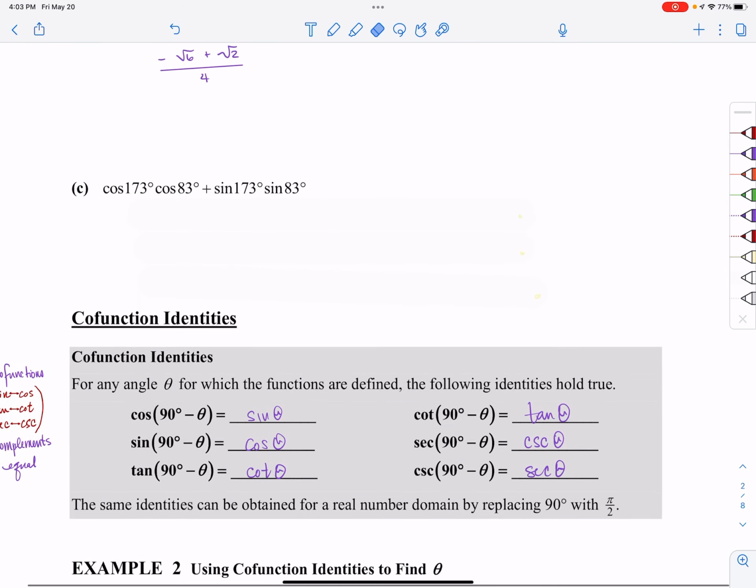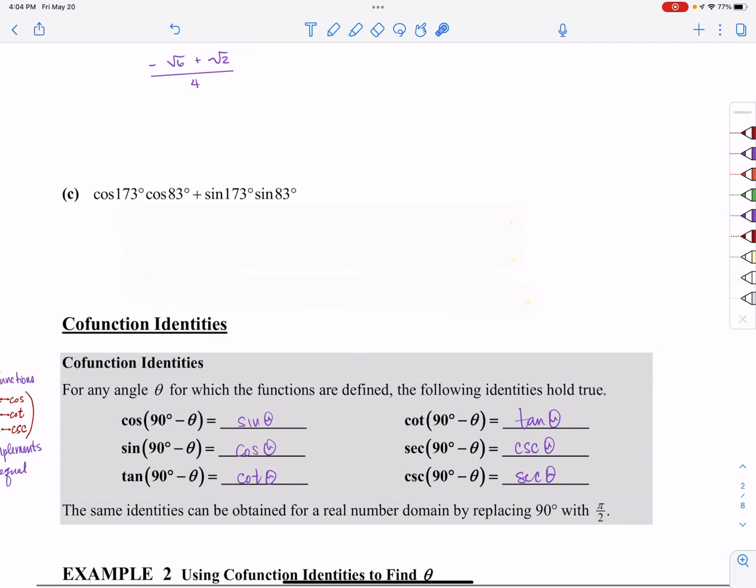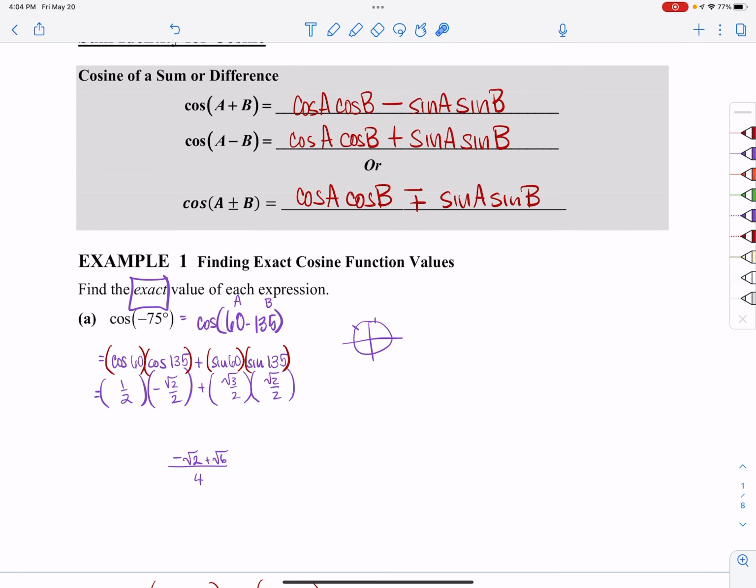Now, part C, I love these questions in part C. And the reason I love them so much is because they actually look more difficult than they are. They're quite simple questions. What I want you to notice, this is what I call a work backwards question. What I really want you to notice is that you see I have a cos plus sine. Let me get you back up to the identities that we covered. Cos plus sine. Well, here's a cos plus sine.